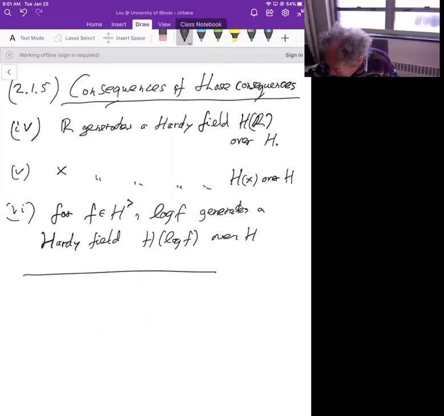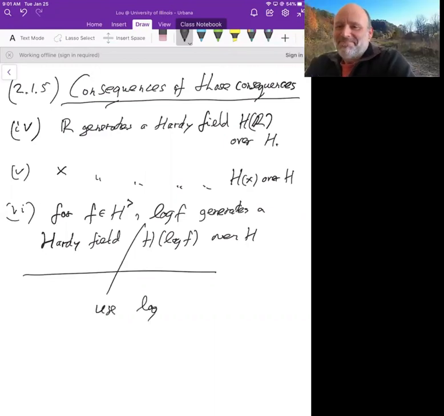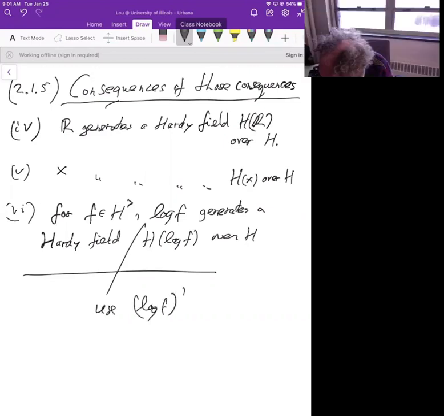By the way, I forgot to mention why this is so. Log f is an antiderivative of something that is in H, right? It's an antiderivative of this thing in H. That's why this is true.